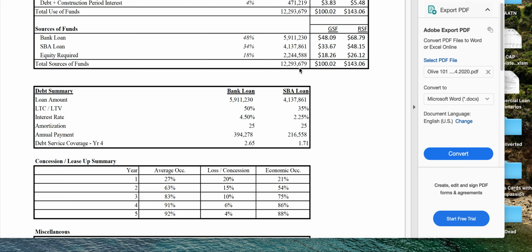So that just gives you a little idea on loan to value, loan to cost as you're getting educated on those.